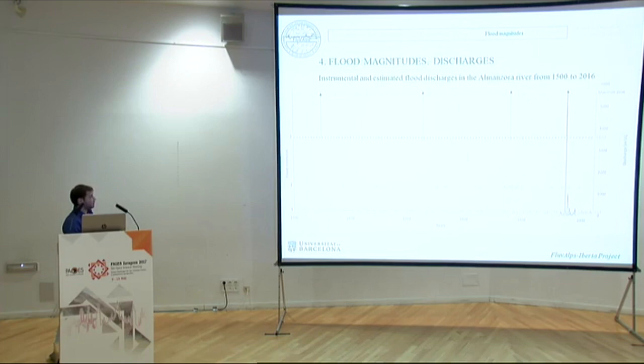So here we have the discharge. The black line shows the instrumental data from the Santa Barbara Gauging Station. With this data, we estimated all the discharges according to the magnitude. So magnitude 1 could be 138 cubic meters. Magnitude 2 is 1,300 cubic meters, and magnitude 3 is 3,600 cubic meters. But we have a maximum peak in 1973.